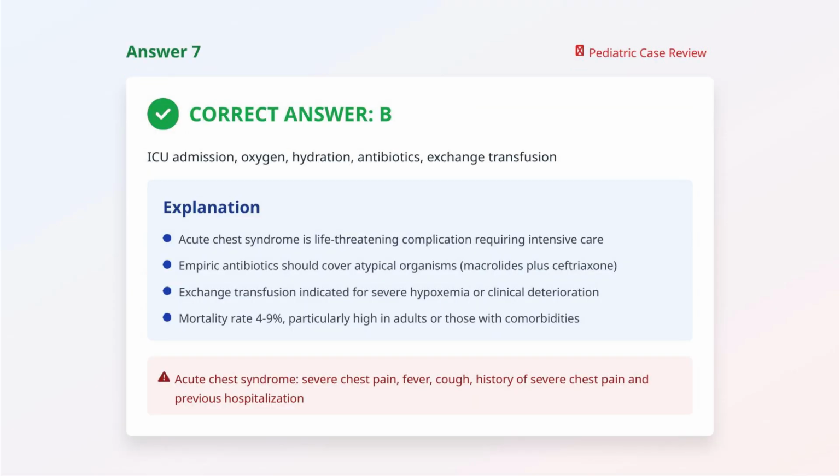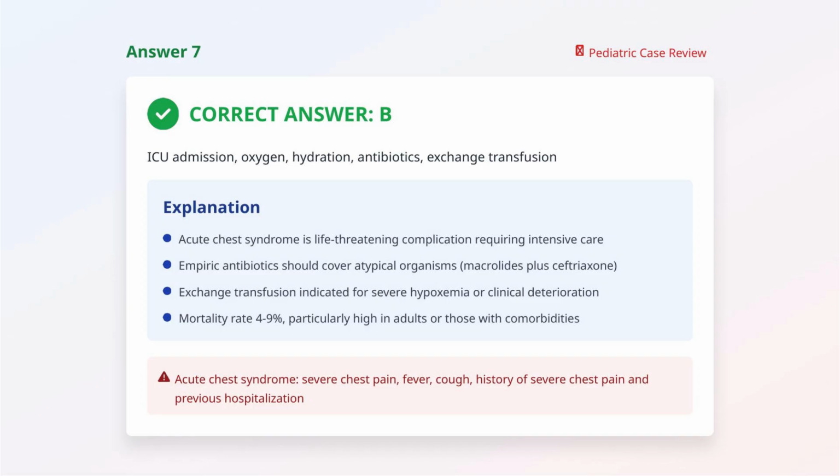The correct answer is B. The most appropriate management for this child with acute chest syndrome is intensive care unit admission with oxygen therapy, hydration, antibiotics, and exchange transfusion. Acute chest syndrome is a life-threatening complication that requires intensive care management. Empiric antibiotics should cover atypical organisms, typically macrolides plus ceftriaxone. Exchange transfusion is indicated for severe hypoxemia or clinical deterioration.